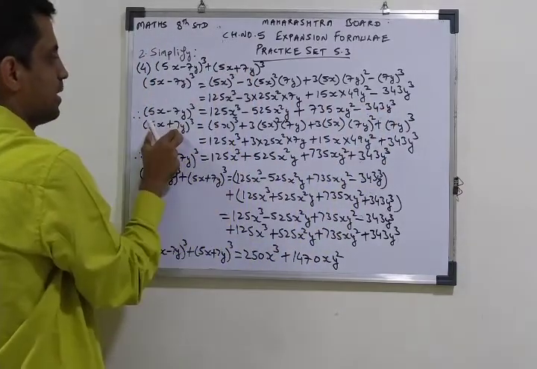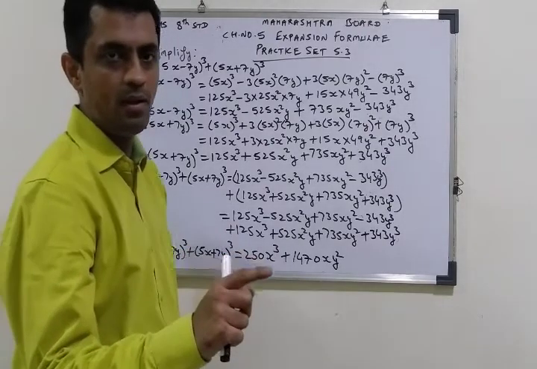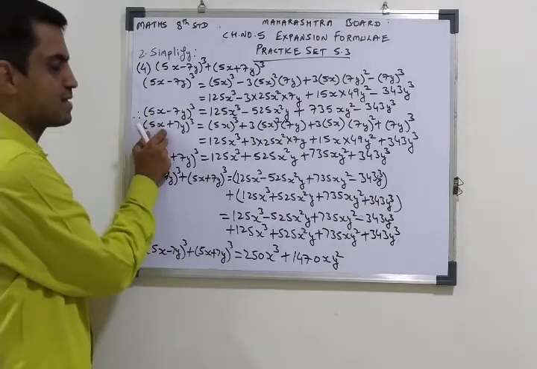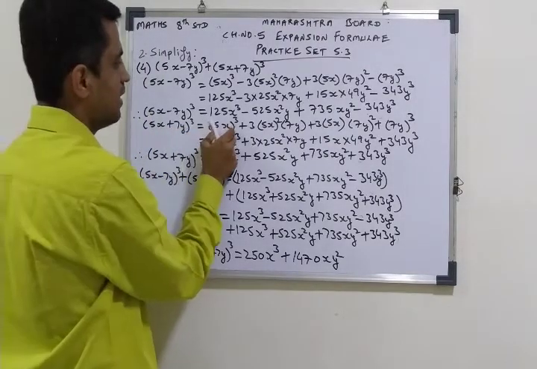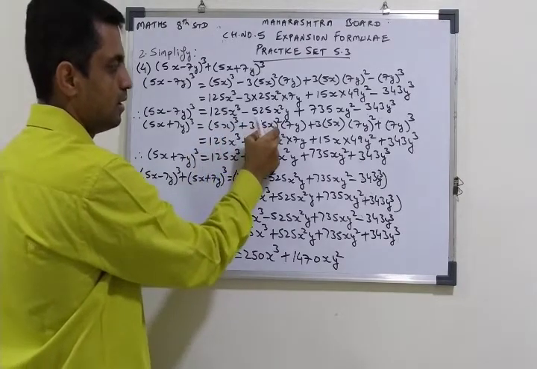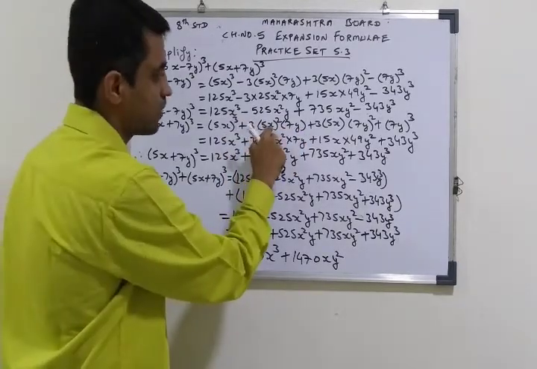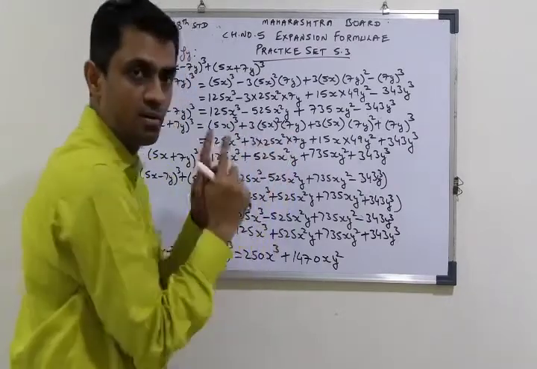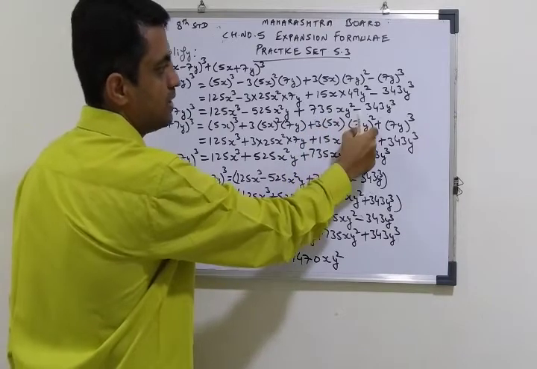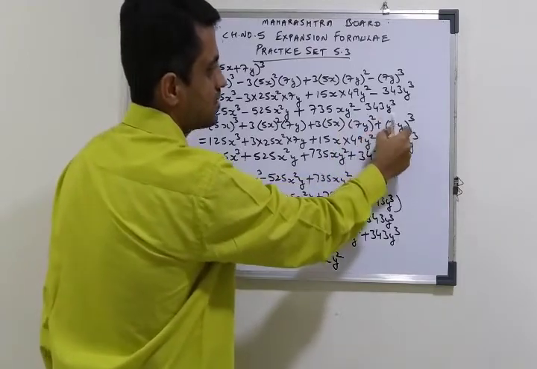Now let us solve this part. This is (a plus b) the whole cube, which is what? a cube plus 3a square b plus 3ab square plus b cube. So in this case our a is 5x and our b is 7y. So here we are writing the values: a cube means (5x) the whole cube, plus 3 into a square means (5x) the whole square. Please put the whole square, don't put square only on x, put the whole square, remember. 7y plus 3 into a into b square, a is 5x and b is 7y, the whole square, plus b cube.